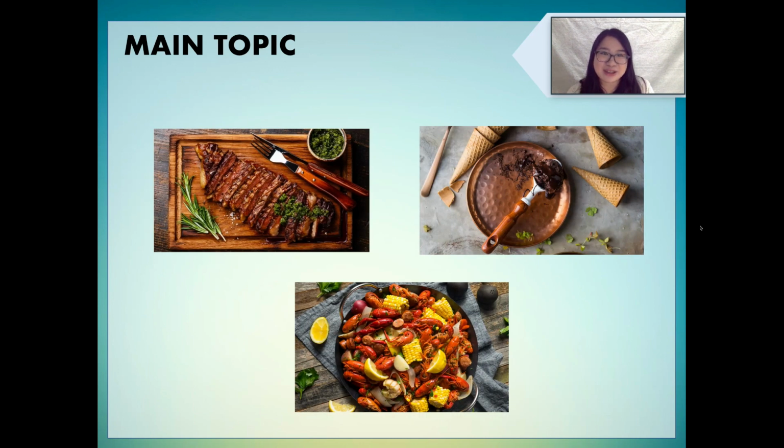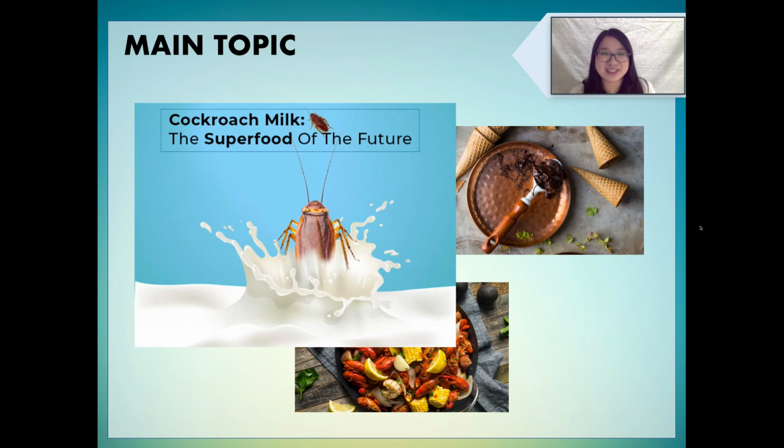Let's go back to the foods that you looked at before. You thought you would like all of them, maybe, or maybe there were some that you didn't like. Which food do you think included bugs? Surprise! It was this one, the ice cream. And it's made with cockroach milk, aka the superfood of the future.